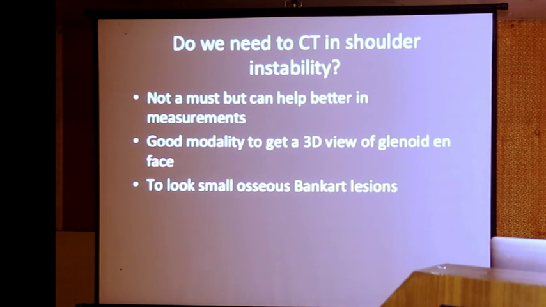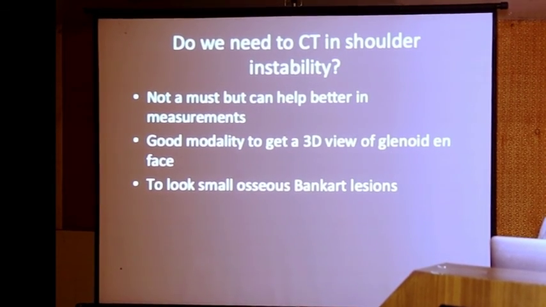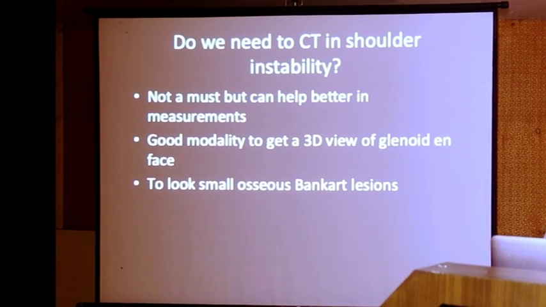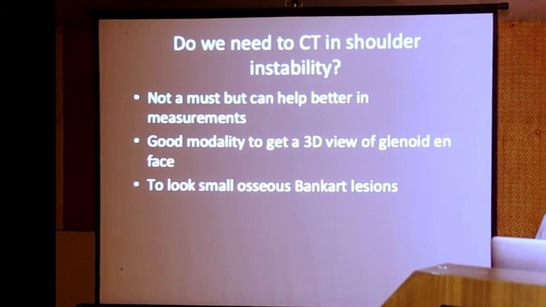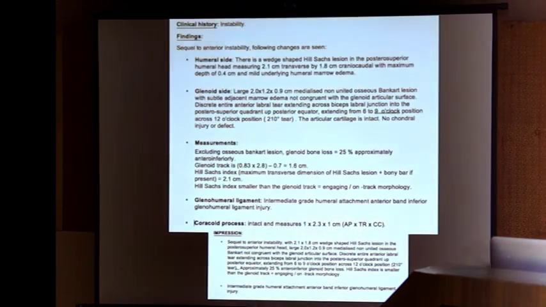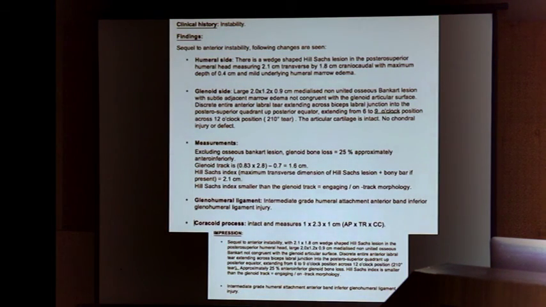Do we need a CT in shoulder instability? It is not a must, but it can help better in measurements, particularly for glenoid bone loss. It's a good modality to get a 3D view of the glenoid, that is the en-face view, which is what you'll see when you open up the patient, to look for small osseous Bankart lesions. This is just a format of the reporting that we provide. So this is how we give the entire reporting for any patient with anterior instability, and I guess this will make your jobs for surgery way easier.